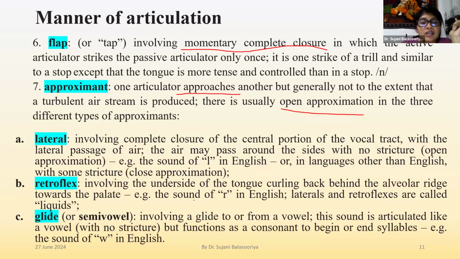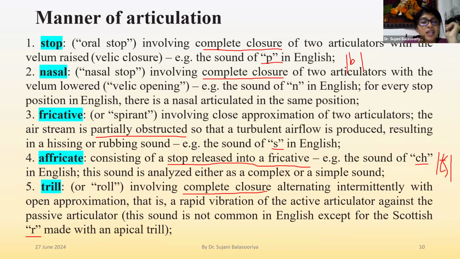Okay, right. And that is one approximant, and the other one retroflex. Retroflex, that is R, involving the underside of the tongue curling back behind the alveolar ridge towards the palate. Okay, so this is exactly similar to the sound of R, but there is a difference between this one and the trill, because this trill sound is not very common in English. That sound is similar to R sound, but you find complete closure is there, right?